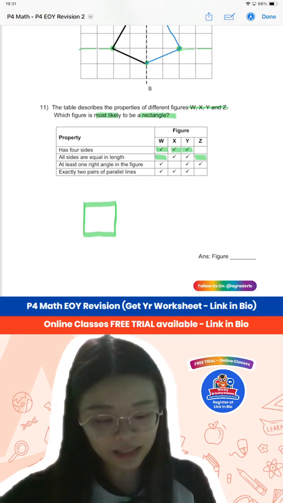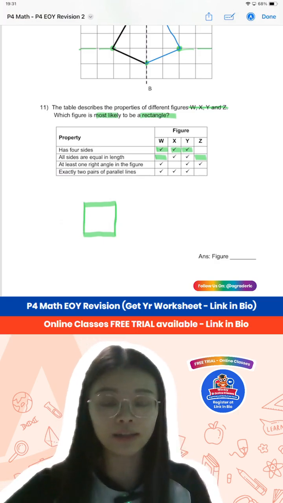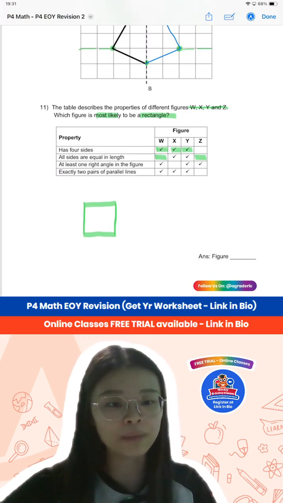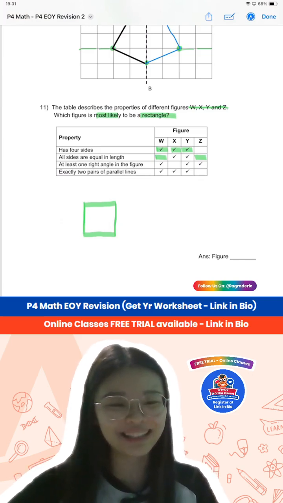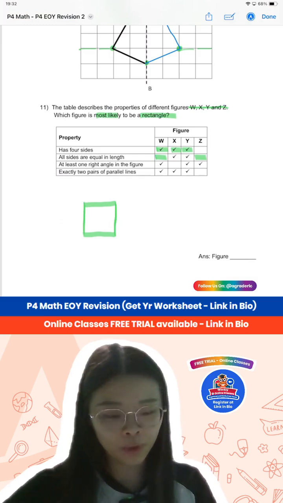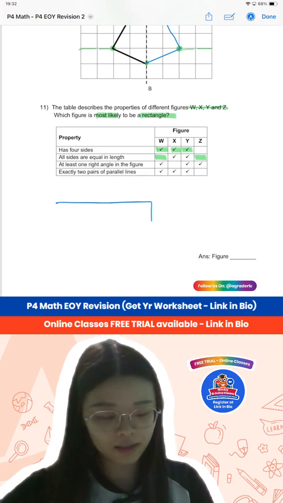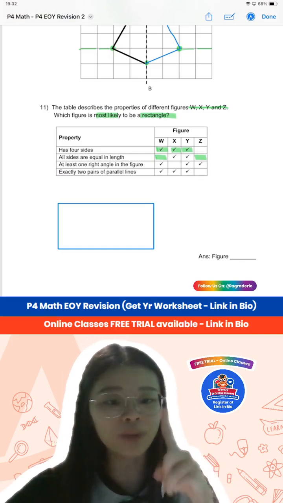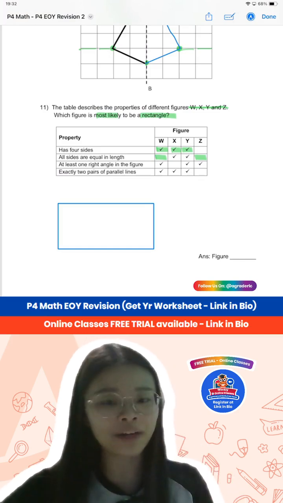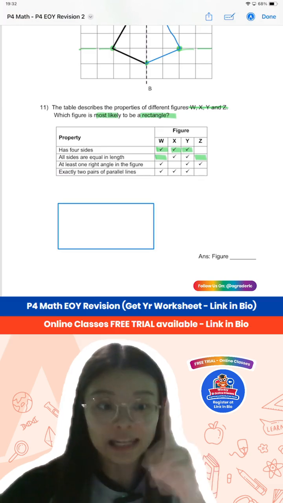And then the next portion, at least one right angle in the figure. Does a rectangle have at least one right angle in the figure? My bad. It's okay. We make mistakes and we learn from it. No? Why do we have no? Let's draw. I'll draw you a rectangle and then we discuss. Don't remember what a rectangle is already? A rectangle. Does it have at least one right angle? At least one. That's all we are asking for.